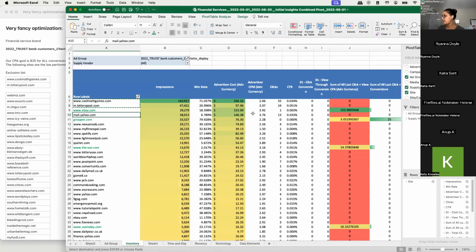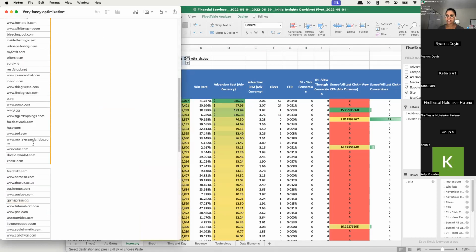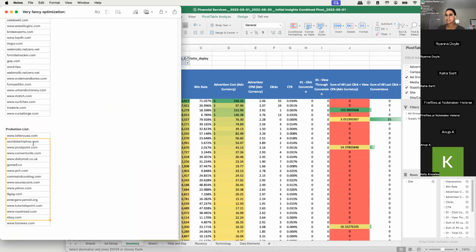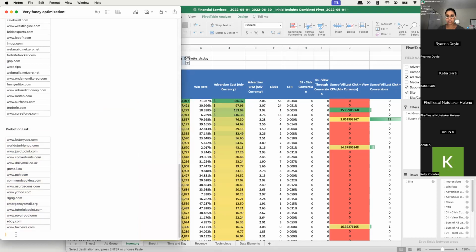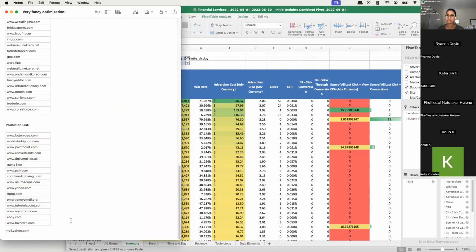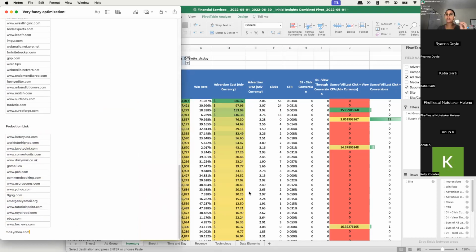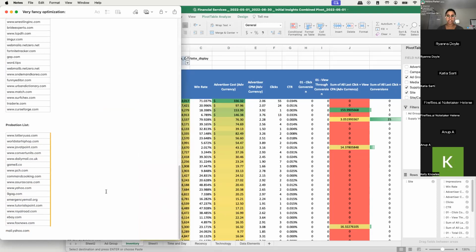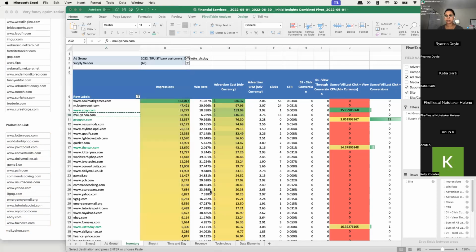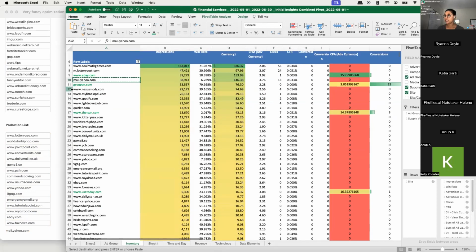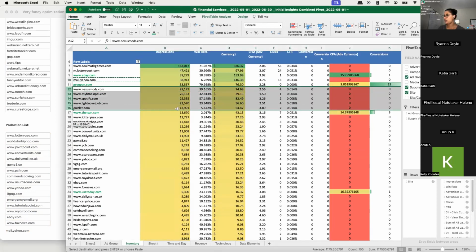So Mail Yahoo, I'm going to keep Mail Yahoo in my probation because maybe, I don't know, Mail Yahoo usually performs well in other ad groups that I've worked on, so I'm going to give it a little chance. But if Mail Yahoo is not working next time, I'm going to cut it off, okay? And the same thing with these right here, okay?